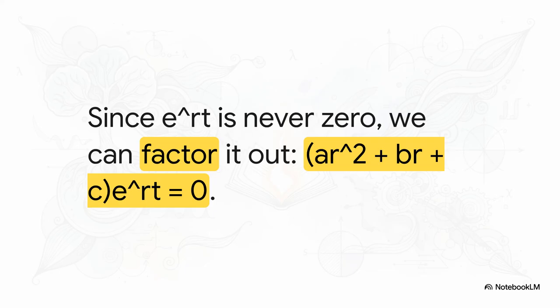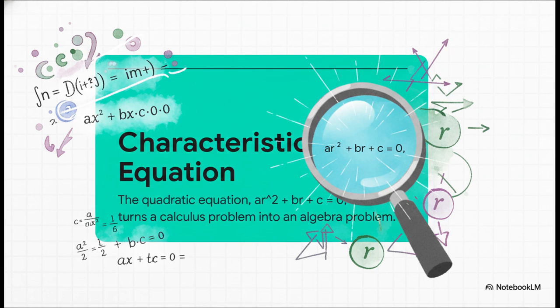Now, this leads to a really crucial moment of insight. The exponential function, e to the rt, can never, ever, ever equal 0. So for this whole thing to equal 0, the other part, the part in the parentheses, has to be 0. And boom, just like that, we've turned a scary calculus problem with derivatives into a simple algebra problem. It's just a quadratic equation. You've been solving these for years, right? This little gem is called the characteristic equation. So the whole point is, find the r's that solve this, and you've found the key to your differential equation.